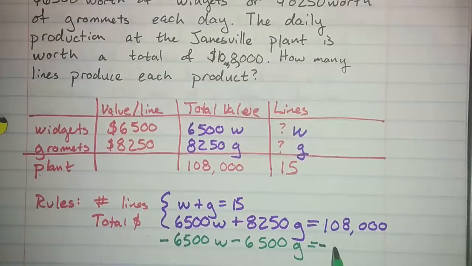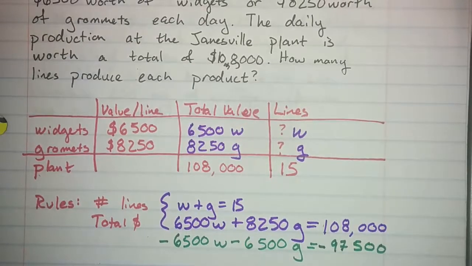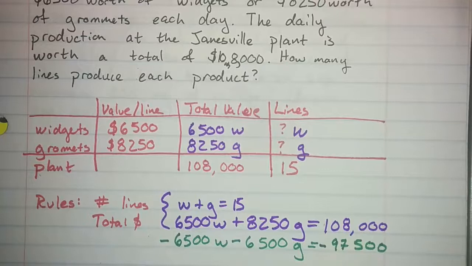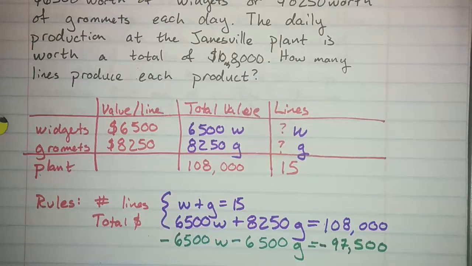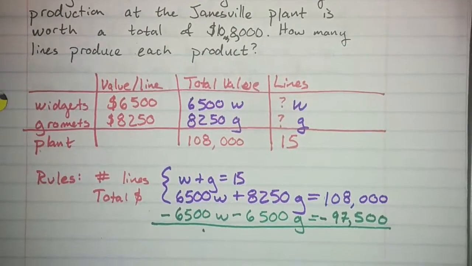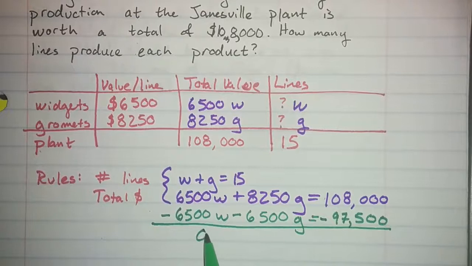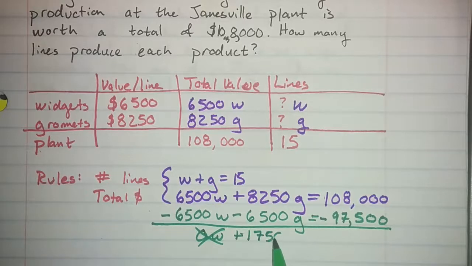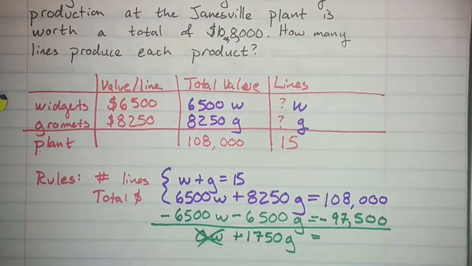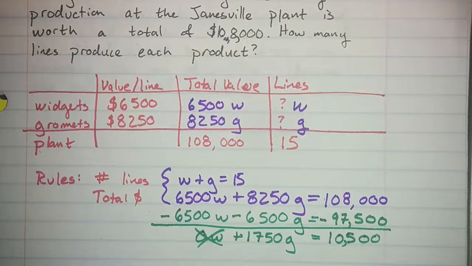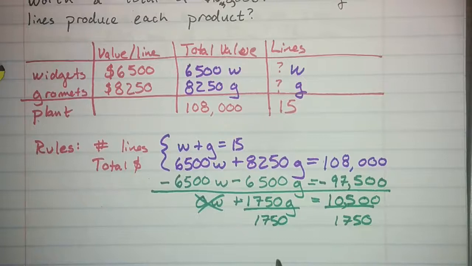Negative 97,500. Check my arithmetic on your own calculator. Make sure I haven't messed that up. I haven't, but you should check up on me. Now, we add together the left-hand sides. We get 0W, that's eliminated, plus 1,750 G equals 10,500. Divide both sides by 1,750, and we get G equals 6.